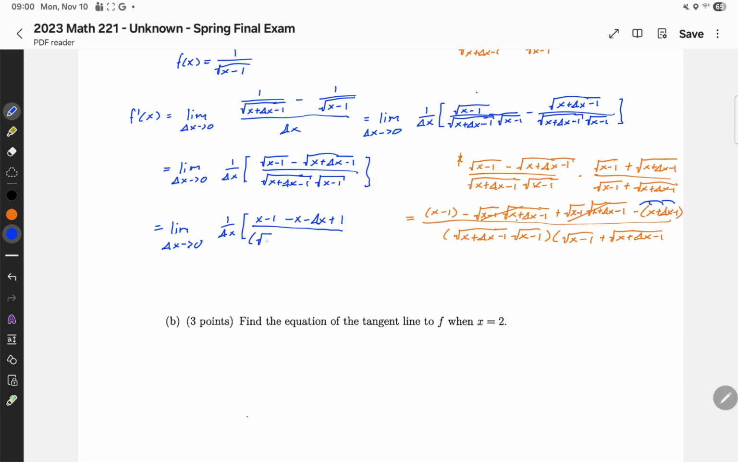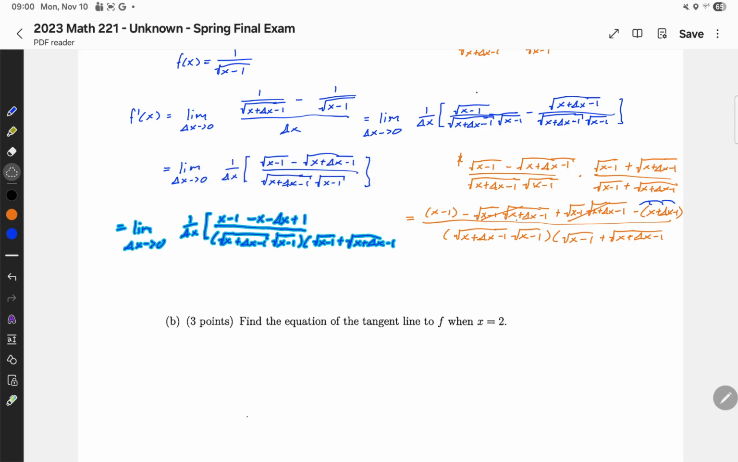So this is going to be square root x plus delta x minus 1 times the square root of x minus 1 times square root of x minus 1 plus the square root x plus delta x minus 1. And this is what I meant. This is a pretty ugly problem. We're going to move this over just a bit.